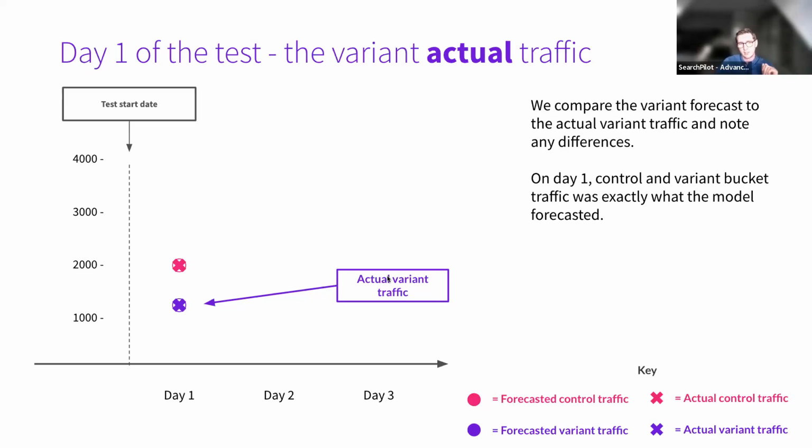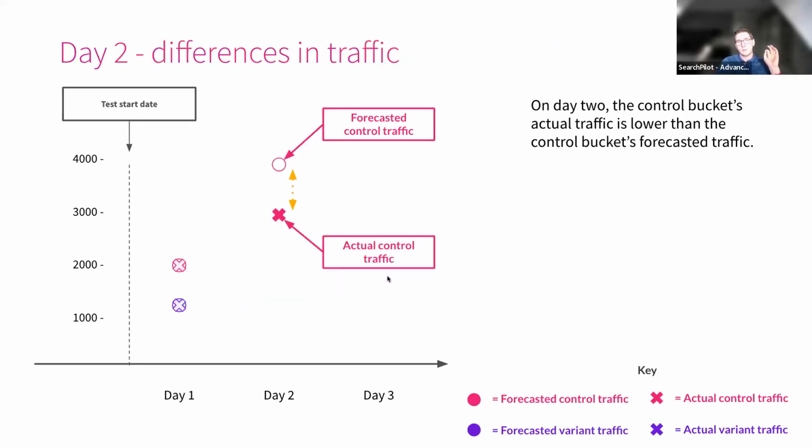But imagine day two comes around, again, you've done the forecast. Day two, you're forecasting 4,000 sessions. This website, it looks like maybe they have a particular seasonal or cyclical traffic pattern.